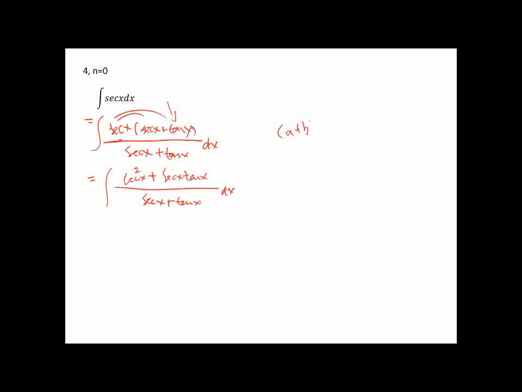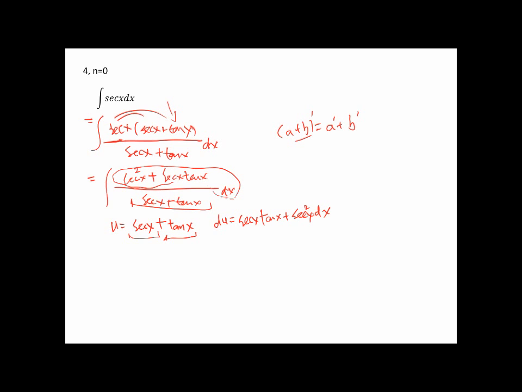Remember, the derivative of a plus b equals a's derivative plus b's derivative, right? So here I said u equals secant x plus tangent x, which is my denominator, and then du is simply this derivative plus this derivative, which is secant x tangent x plus secant x squared dx. Okay, which is exactly here.